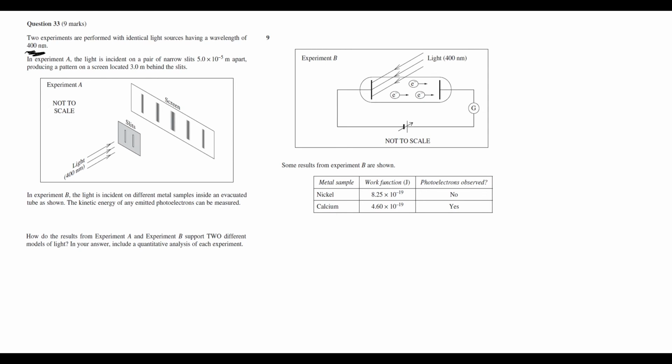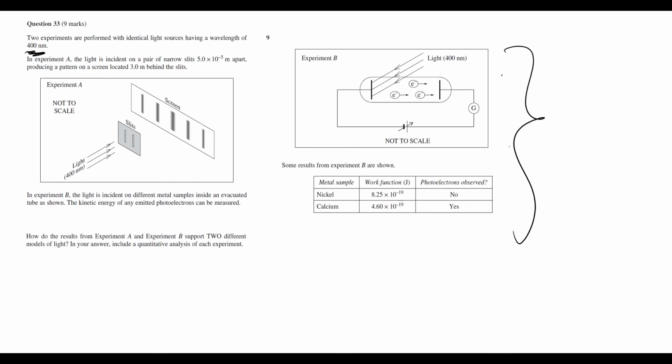So in experiment A, the light is incident on a pair of narrow slits 5.0 times 10 to the negative 5 meters apart, producing a pattern on a screen located 3 meters behind the slits. In experiment B, the light is incident on different metal samples inside an evacuated tube as shown. The kinetic energy of any emitted photoelectrons can be measured. So that's exactly what we see going on the right-hand side here.